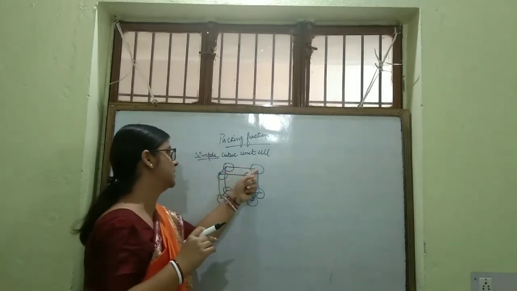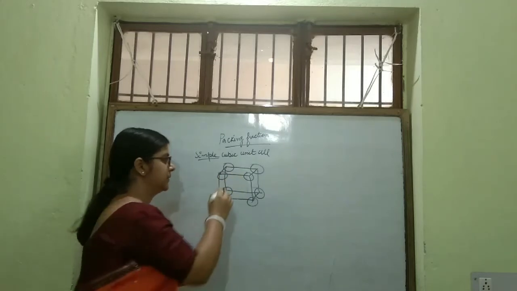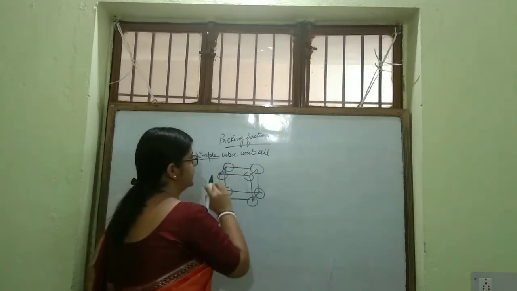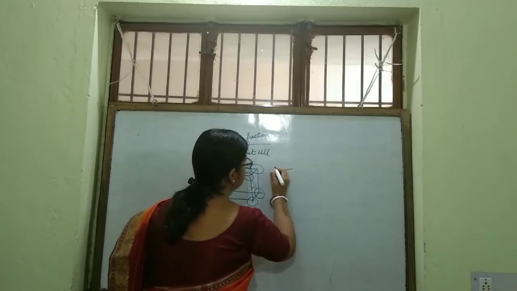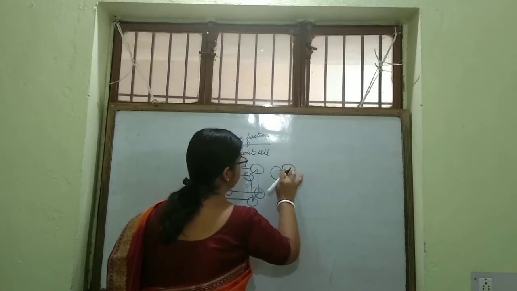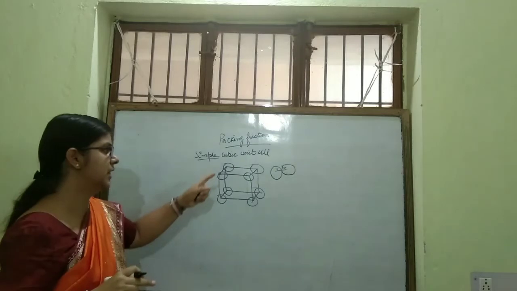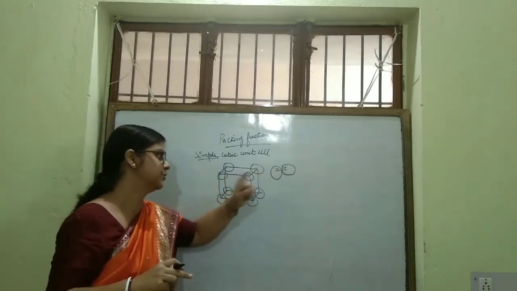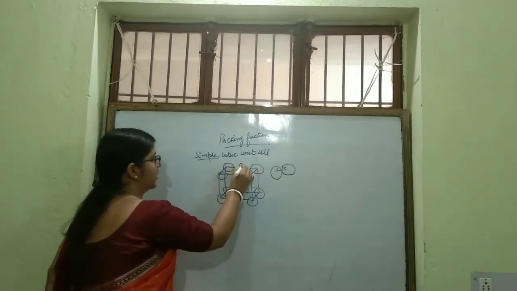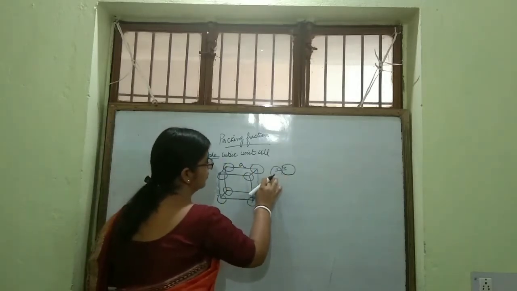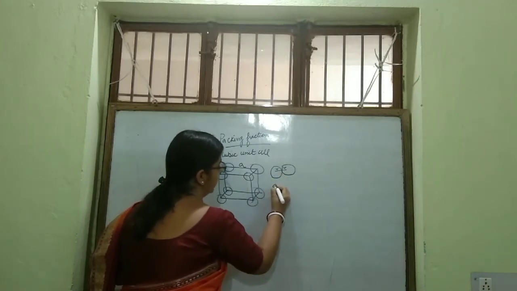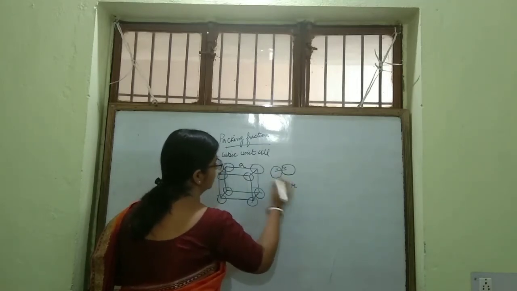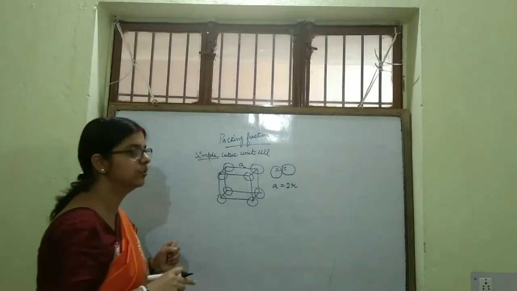Here you see the spheres I have shown in the corner of these edges. These spheres are touching each other. I could not show it in this figure. Both these spheres will be of equal size. So here we can write A is equal to 2R. Edge length is equal to 2R.